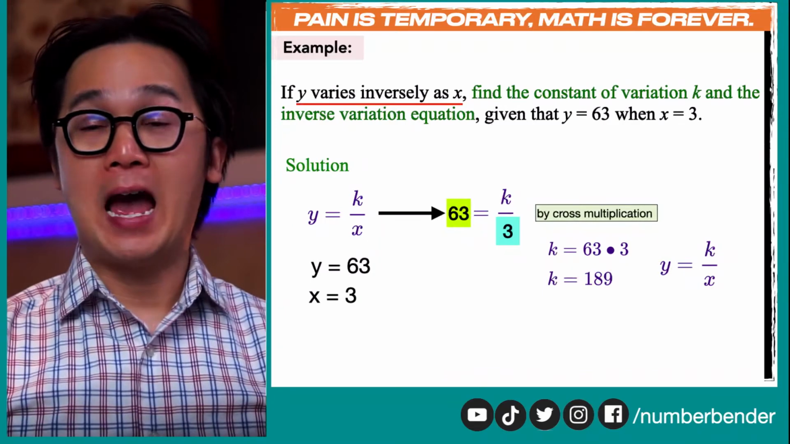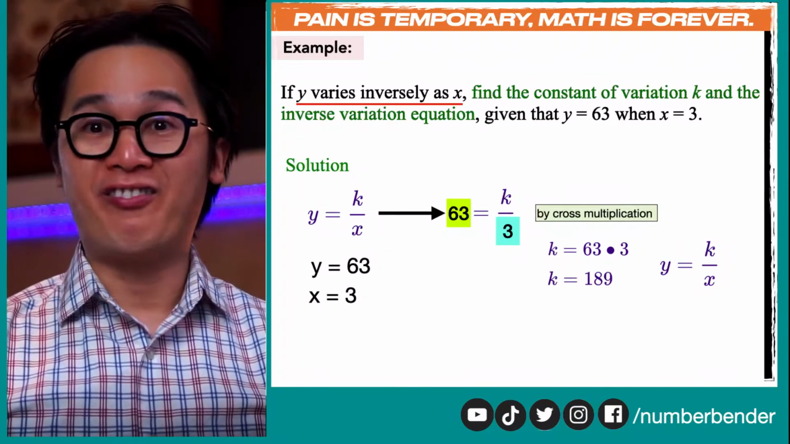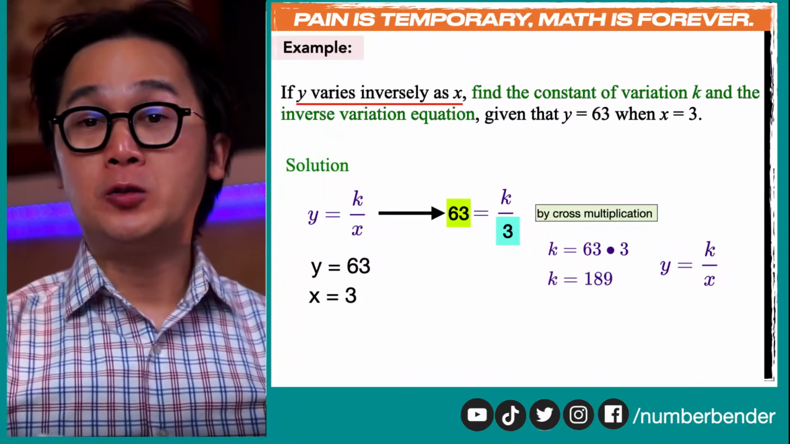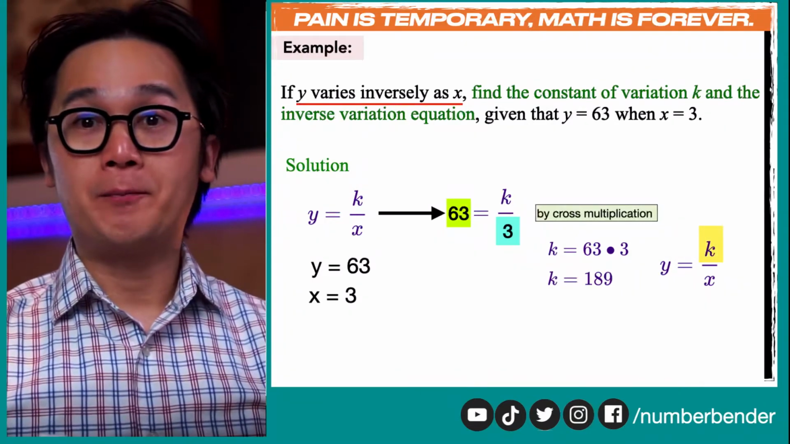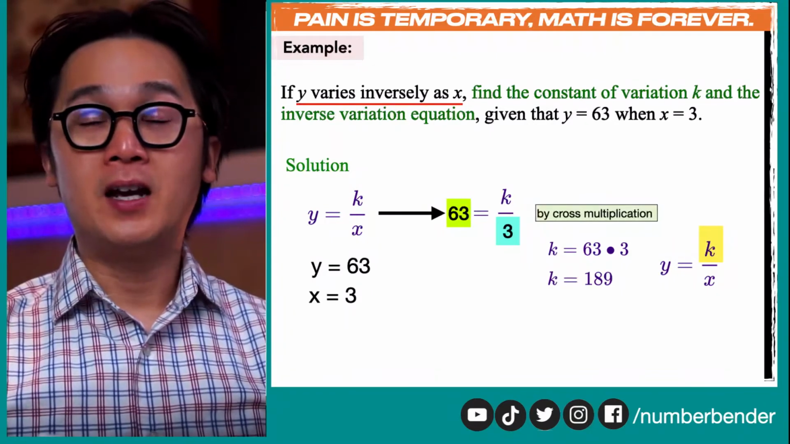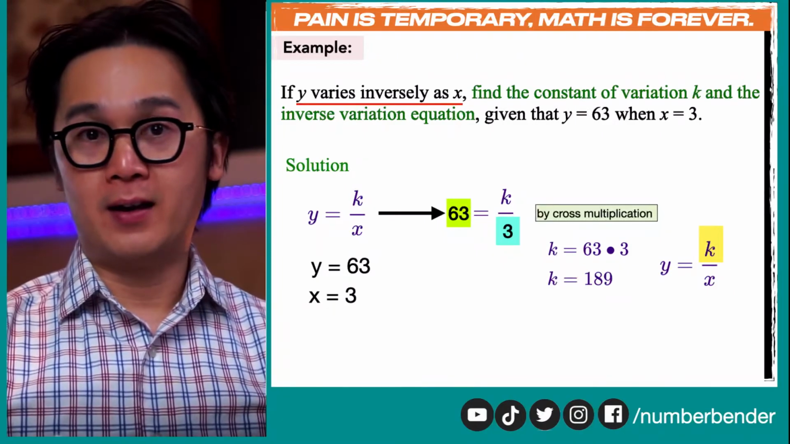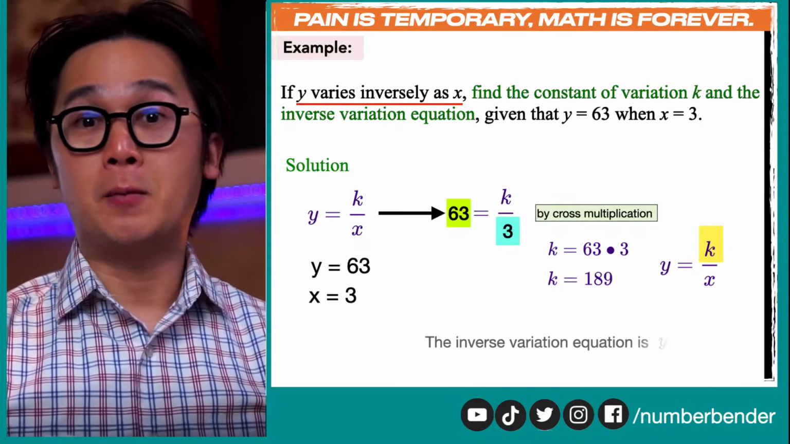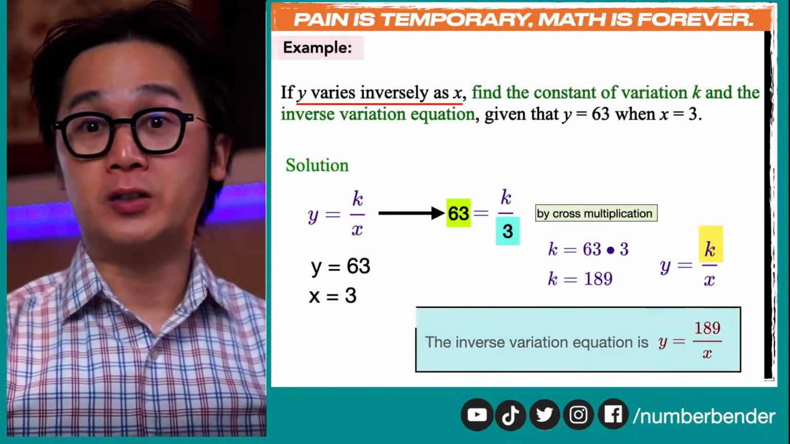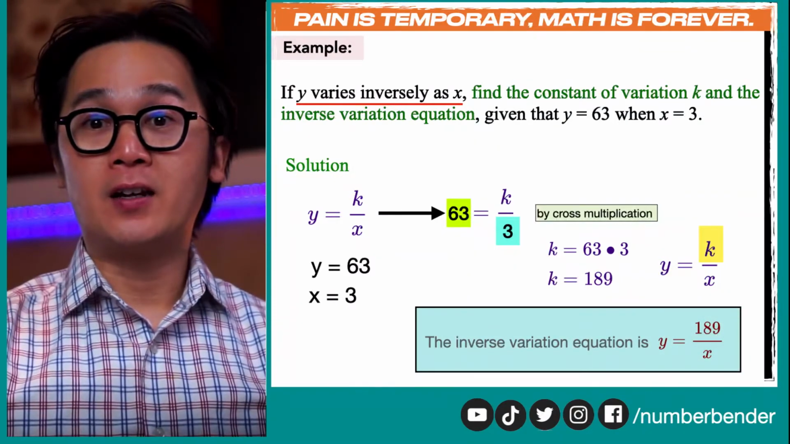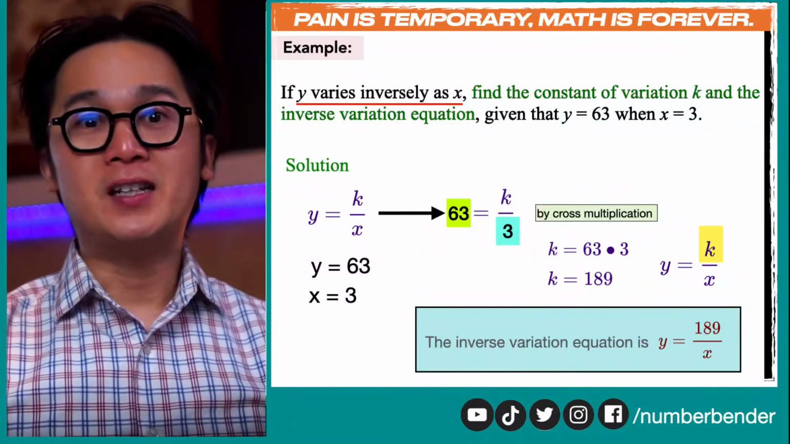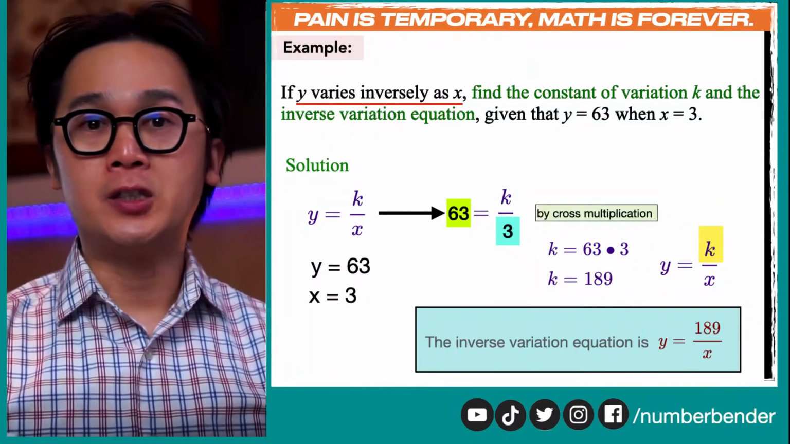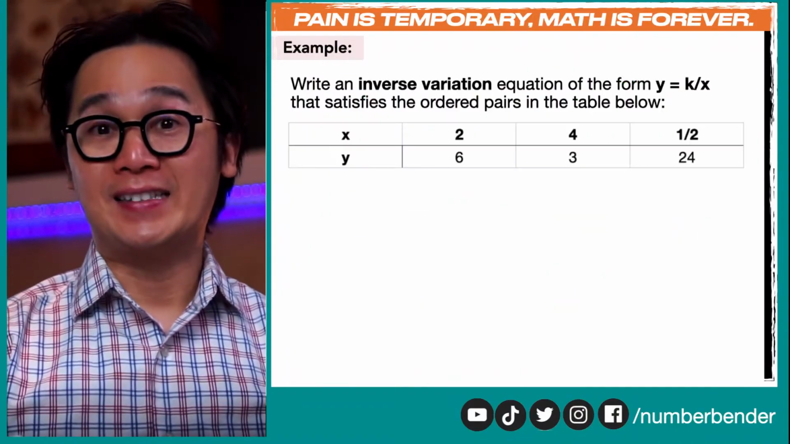And using our formula for inverse variation, y is equal to k all over x, all we need to do now is to replace k with 189 so that we'll be able to write the inverse variation equation in this problem, which is y equals 189 all over x. So this is how we use this formula in this type of relationship for this example.